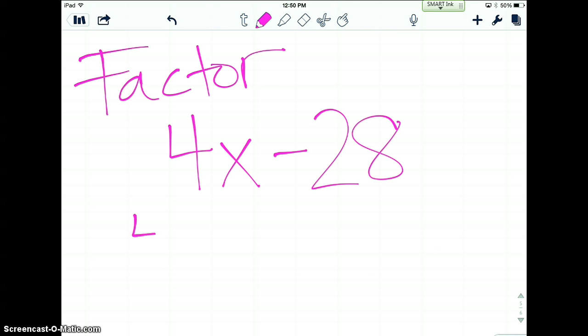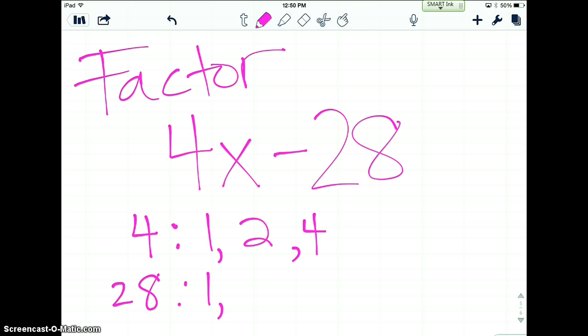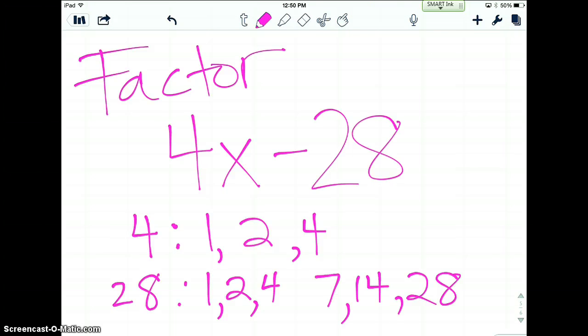We need to write out the factors of 4 and the factors of 28. Can you list them out before me? Maybe pause the video, write them down. Factors of 4: 1 times 4, 2 times 2, and that's it. Factors of 28: 1 times 28, 2 times what? Do you know it off the top of your head? 14. How about 3? No. How about 4? Yes, 4 times 7. Is there anything left in between there that multiplies to give you 28? No. So the greatest common factor is 4.